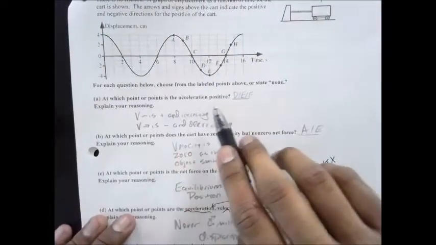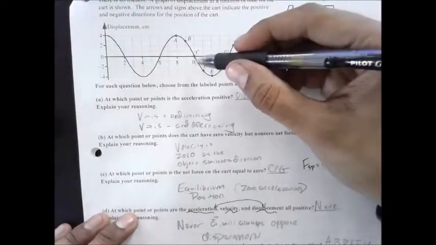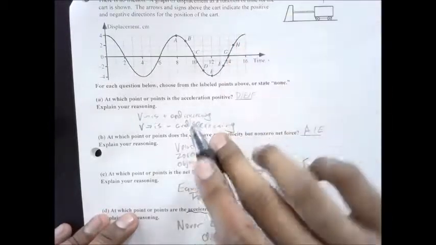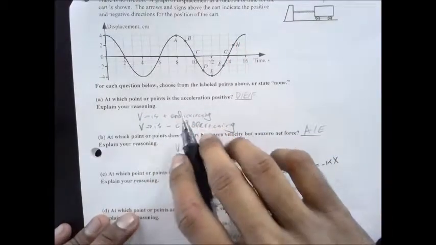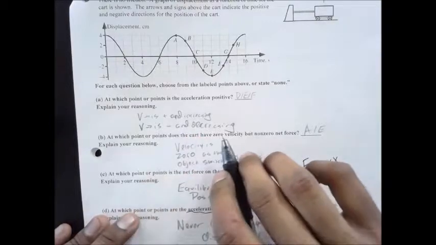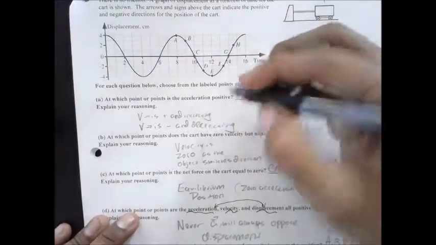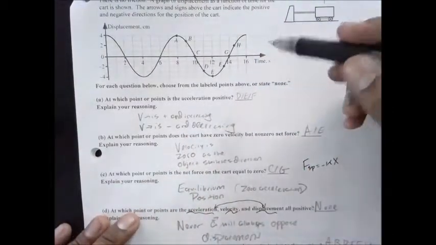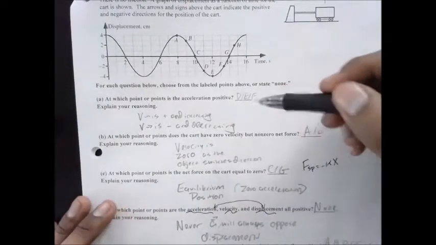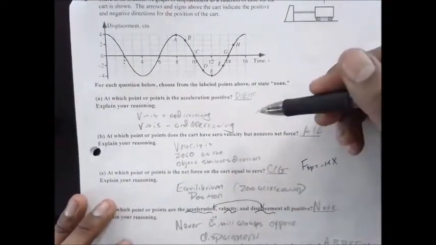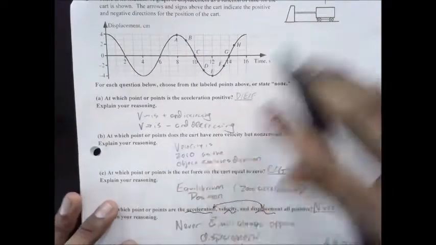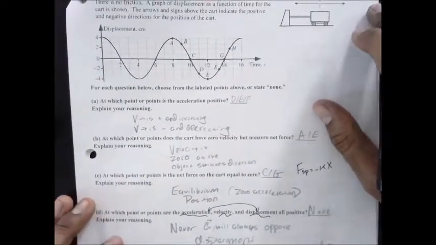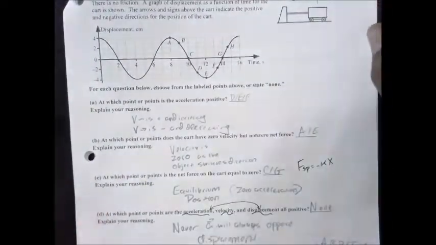At which point or points is the acceleration positive? Wherever the graph is concave up is where the velocity is going to be positive and increasing, or where the velocity is negative and decreasing. And for both of those situations, the acceleration will be positive. Justifying this with concavity is not enough. We need to be able to describe the physics concepts that mean that the acceleration is going to be positive.